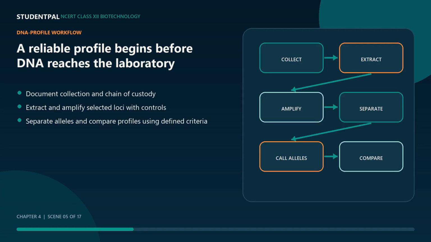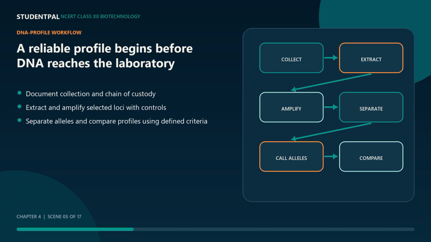A DNA profile workflow begins with sample recognition, collection, labeling, preservation, and chain of custody documentation. DNA is extracted and its quality is assessed. Selected STR loci are amplified, commonly by multiplex PCR, using negative and positive controls. Amplified fragments are separated by size, and alleles are assigned by comparison with an allelic ladder and size standard. The resulting profile is compared with a reference or database according to defined interpretation criteria.